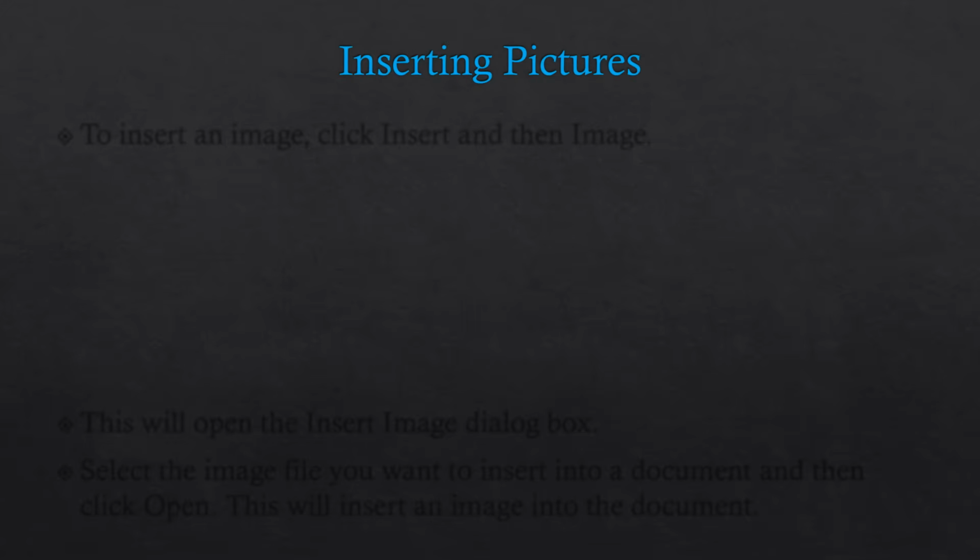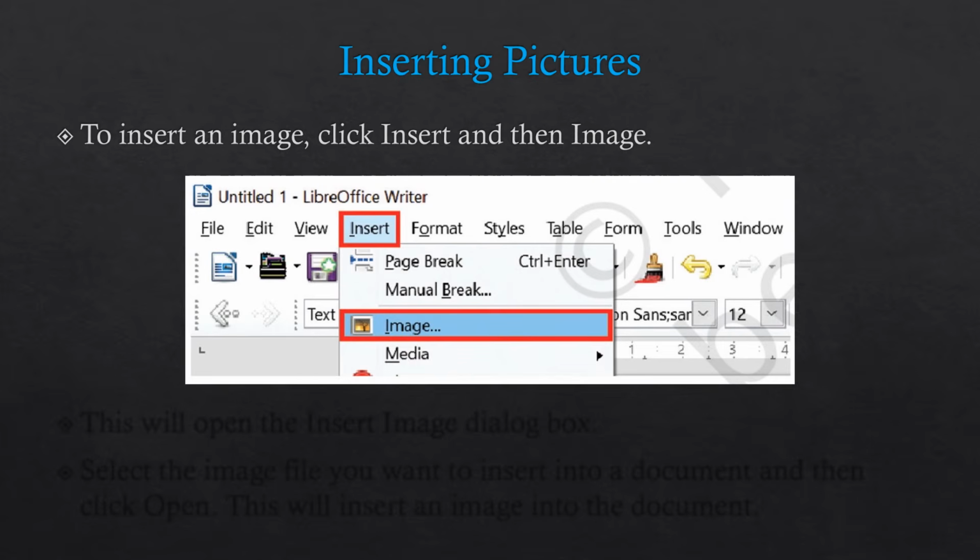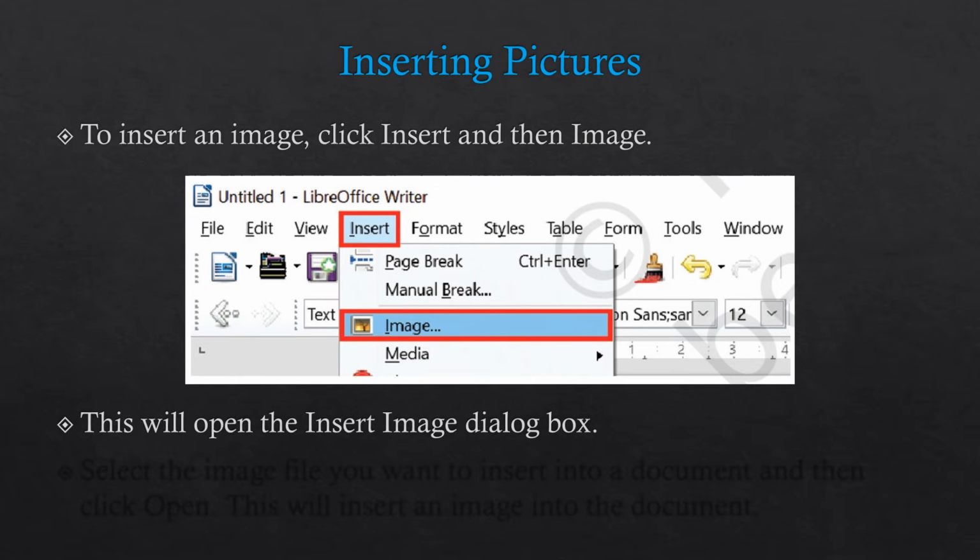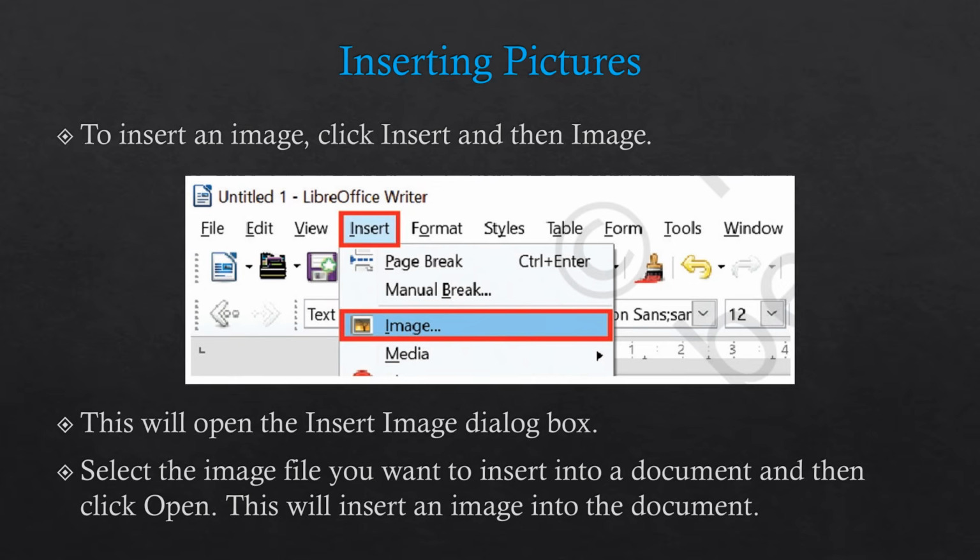To insert an image, you have to go to the menu bar, select Insert, then the Image option. It will open the Insert Image dialog box. You have to select the image file which you want to insert into the document and then click on Open. This will insert the image into the document.